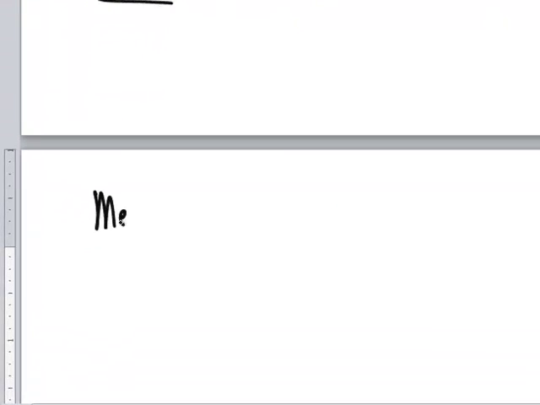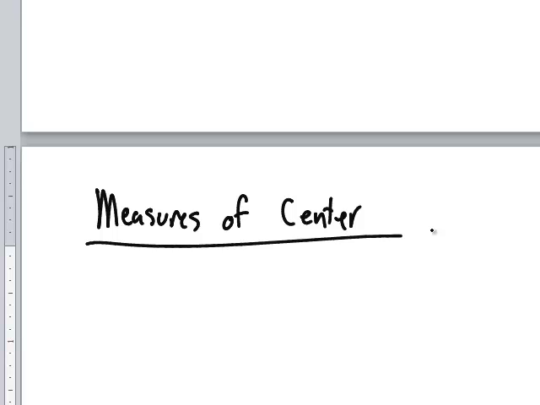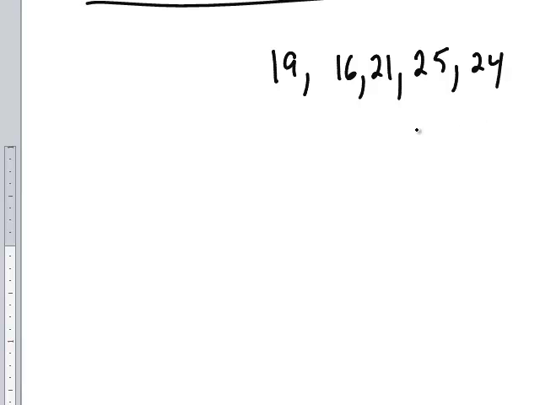Measures of center. To do this, I'm going to set up a little list of numbers for us to work with. It's a very small list, and realistically a list this small, it wouldn't even be worth doing a whole lot with because you can look at it and see all the numbers. But I'm just going to throw out 19, 16, 21, 25, and 24. So there's a list of numbers.